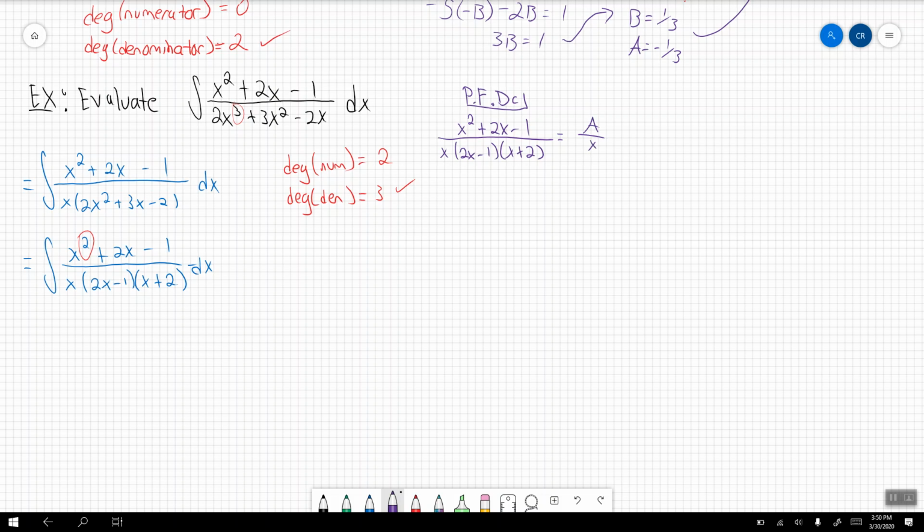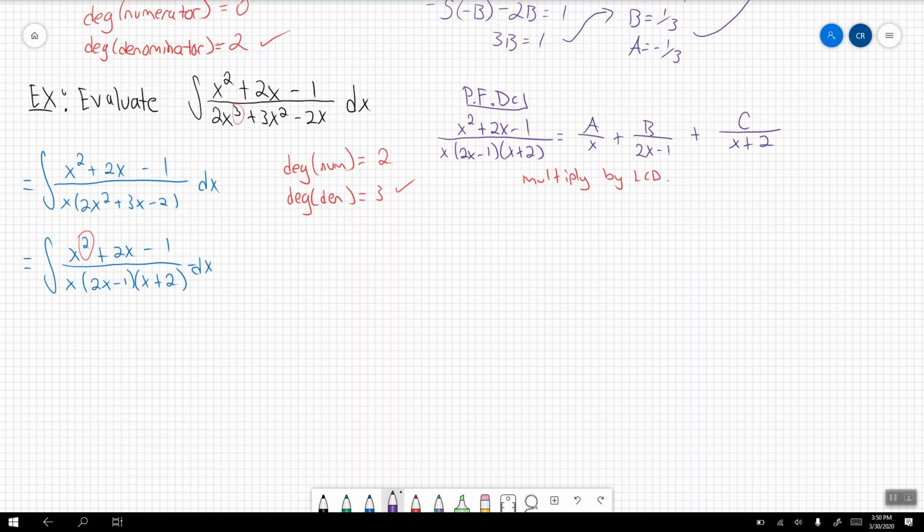which means the first linear factor is just x, so I put an a over x. The second linear factor is 2x minus 1, so that's b over 2x minus 1. And then the third linear factor is just going to be c over x plus 2. Once we have this, we're going to multiply by the LCD. And we're going to do this onto both sides.